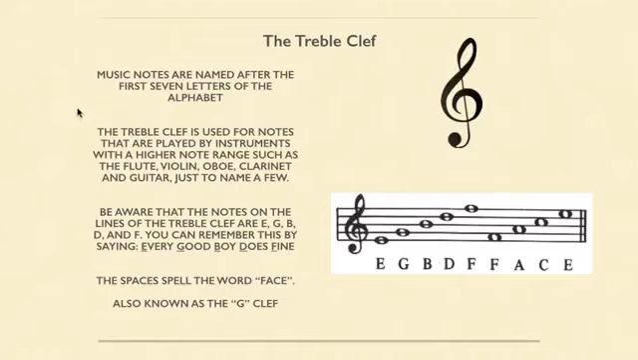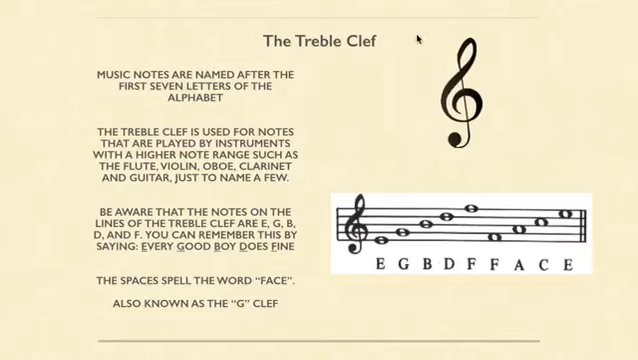Music notes are named after the first 7 letters of the alphabet, so they would be A, B, C, D, E, F, G. There is no H or anything beyond that. So it's pretty easy because you only have 7 different letters to remember.